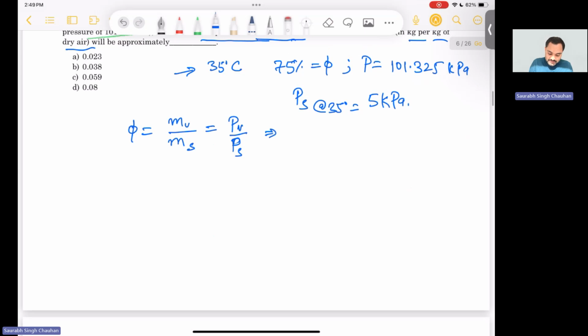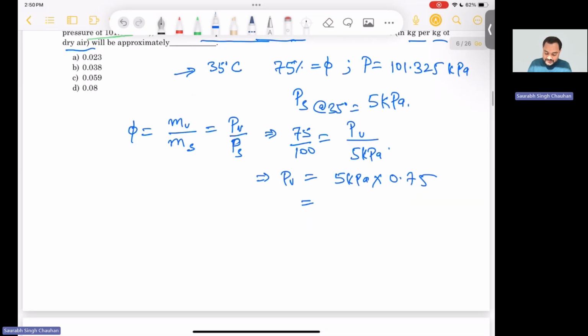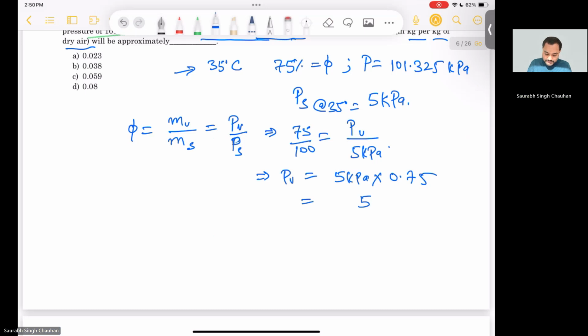So relative humidity is given, that is 75%, and the partial pressure we don't know, and the saturation pressure at this given temperature, 35 degrees Celsius, is given to be 5 kilopascal. So from here you can calculate the partial pressure of water vapor. It will be 5 kilopascal multiplied by 0.75. If you calculate this value, it will come out to be 3.75 kilopascal. This is the partial pressure of water vapor.